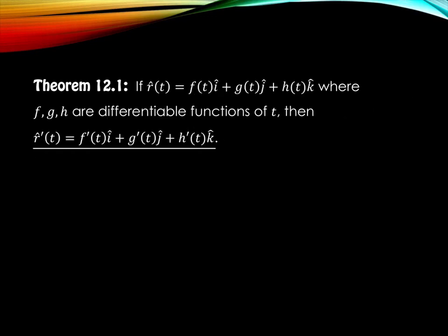So Theorem 12.1 talks very specifically about how we go about doing this for a vector valued function. So if our vector valued function r of t is f of t i, g of t j, and h of t k, then we just take the derivative of each component, just like we would have expected.